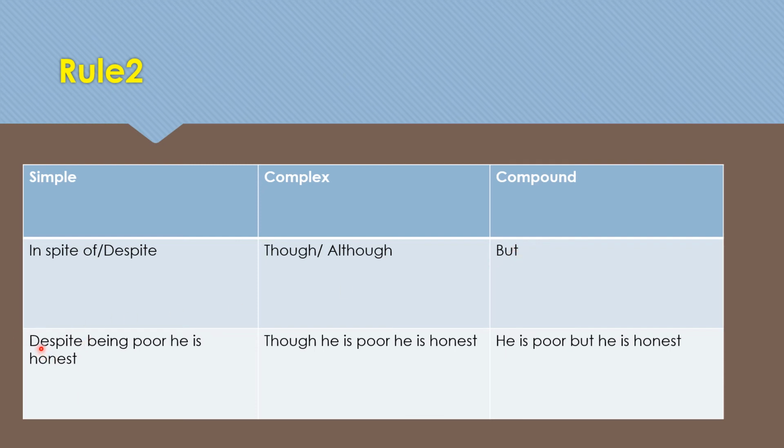So look at this sentence, despite being poor he is honest, or you could also write in spite of him being poor he is honest. So in the complex it goes, though he is poor he is honest, and in the compound you're going to use but. So the sentence is, he is poor but he is honest. So remember, in spite of or despite, in the complex it will be though, although, and in the compound it will be but.